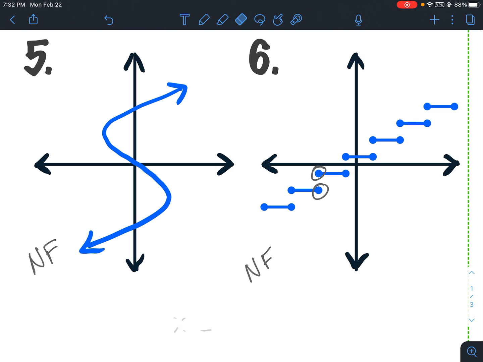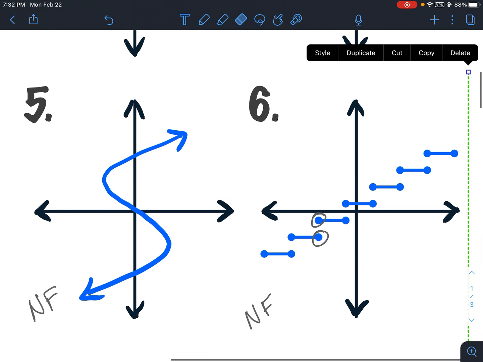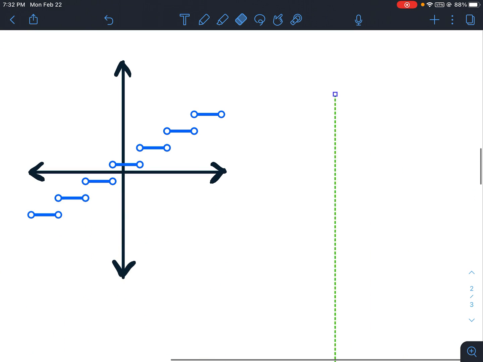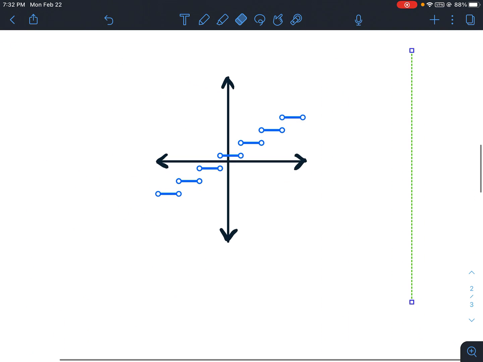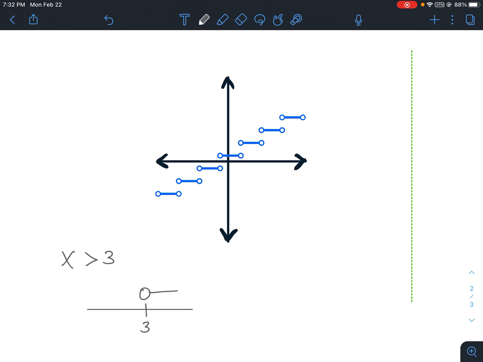However, what if you had a problem that looked like this, where we have open circles? Well, this is like when you used to graph x is just greater than 3. In other words, the 3 is not included. So you would have an open circle at 3 and then your arrow. The open circle means that the graph isn't actually at the point 3. It's real close to it, but not at actual 3.